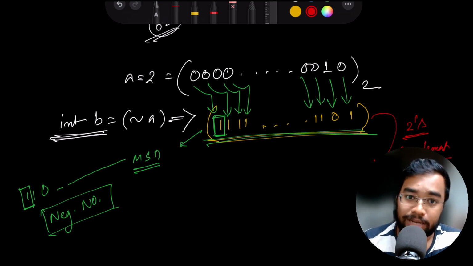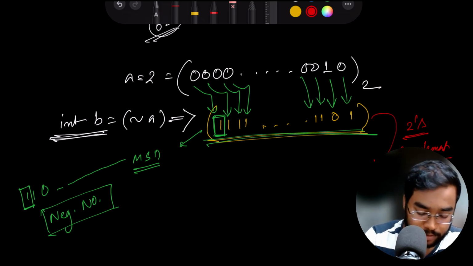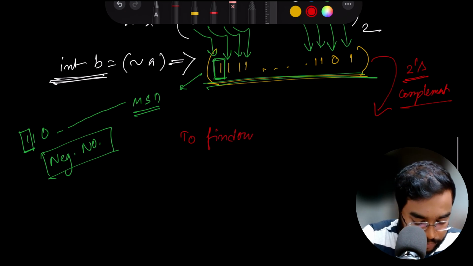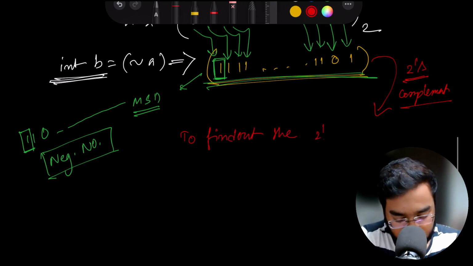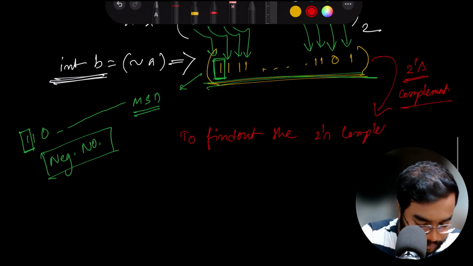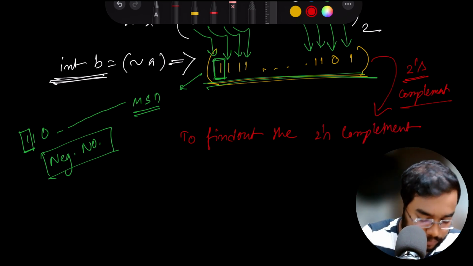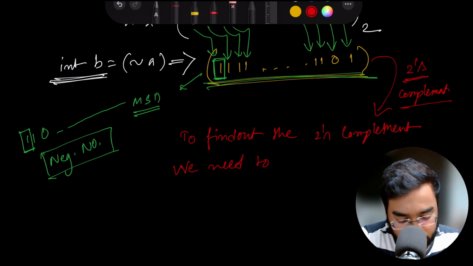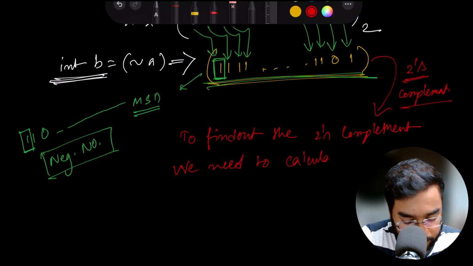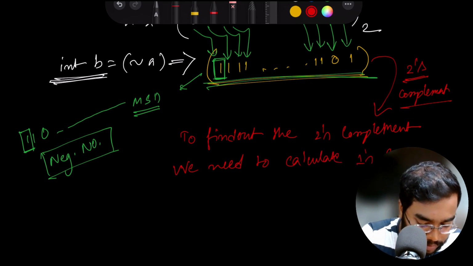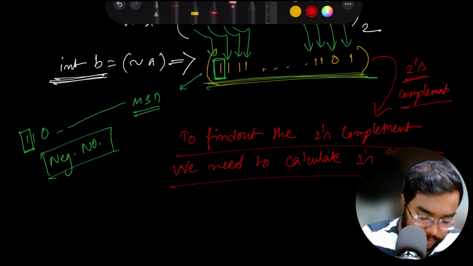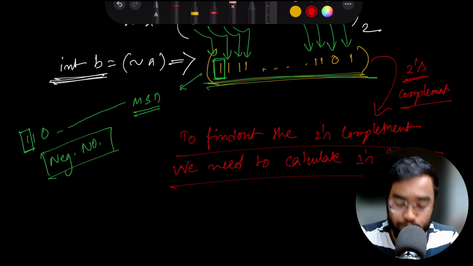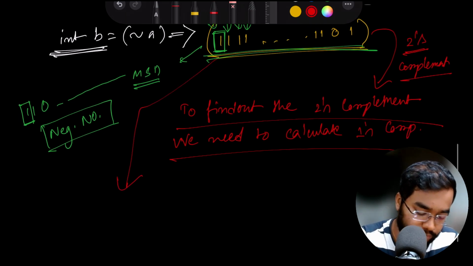Okay. Now, how to find the two's complement? To find the two's complement, I'm writing it down. We need to calculate the one's complement first. And then we have to add one to the one's complement, and after that we will get the two's complement. So what would be the one's complement of this?